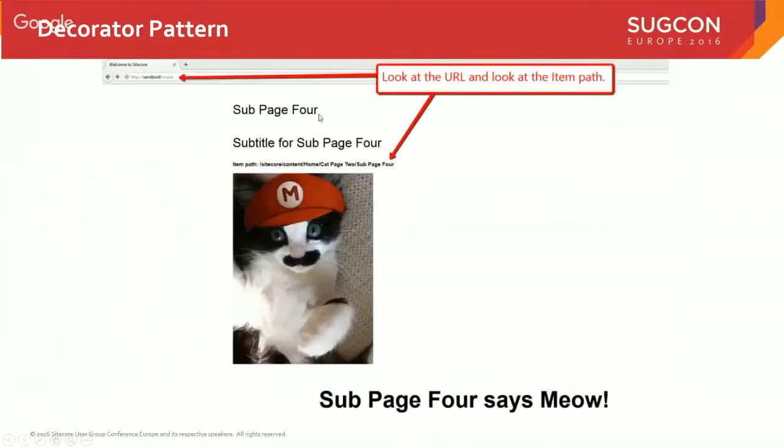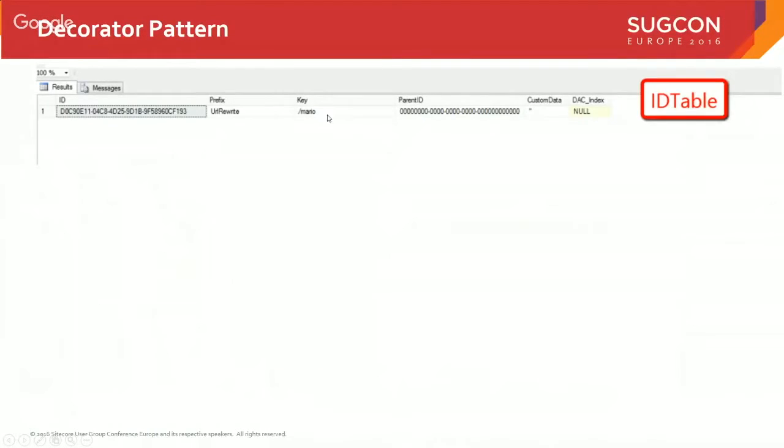So here's the key, Mario. And then the prefix is what's injected into that, because you can use the ID table for multiple things if you wanted to. A lot of people like to use it for URL rewrites and things. And then we have our item ID for that entry. And that ID is for that subpage, Mario Brothers cat page.